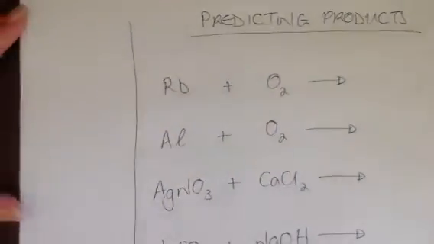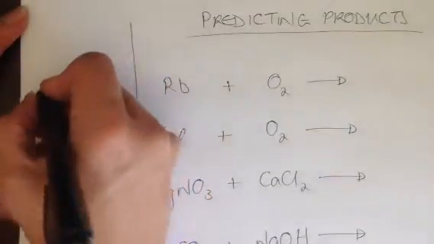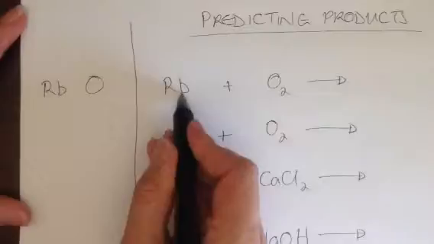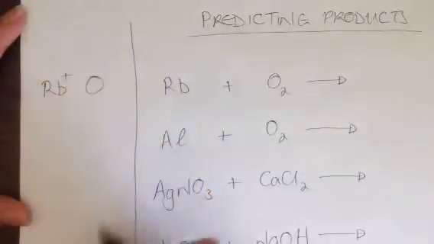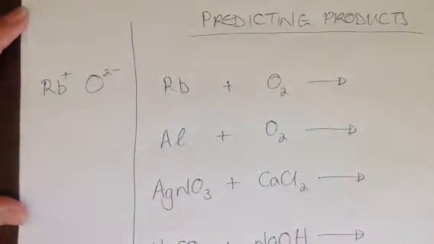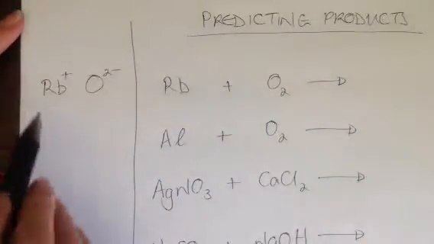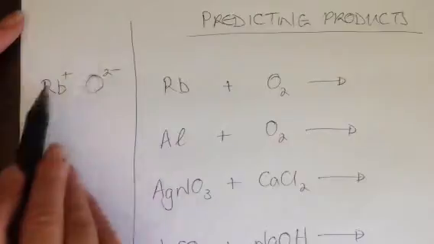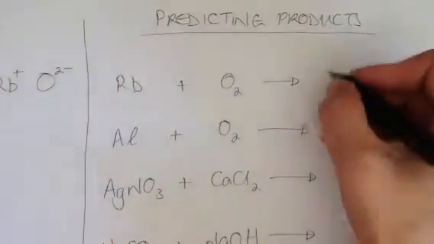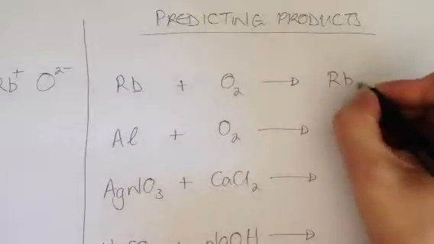So what I suggest you do is in the margin of the page, go ahead and write the charges on each of the ions. So rubidium is in group 1A, so it will form 1+. Oxygen is in group 6A, so it will form 2-. So we can see from our charges here that we're going to need 2 rubidiums to balance 1 oxygen. So the formula of our product will be Rb2O.